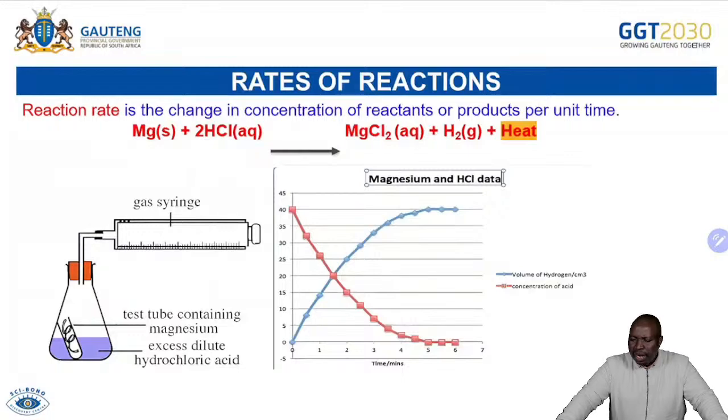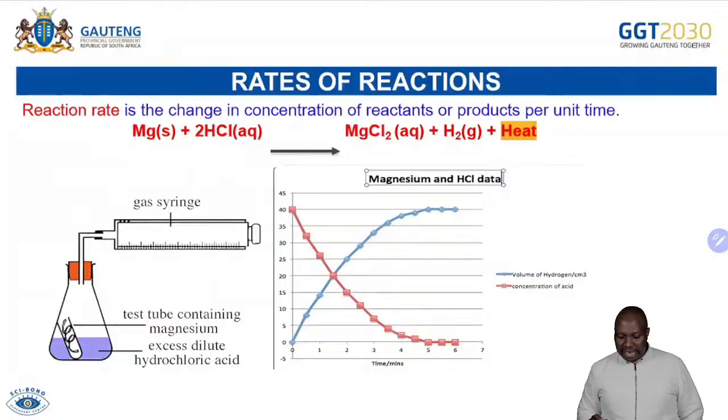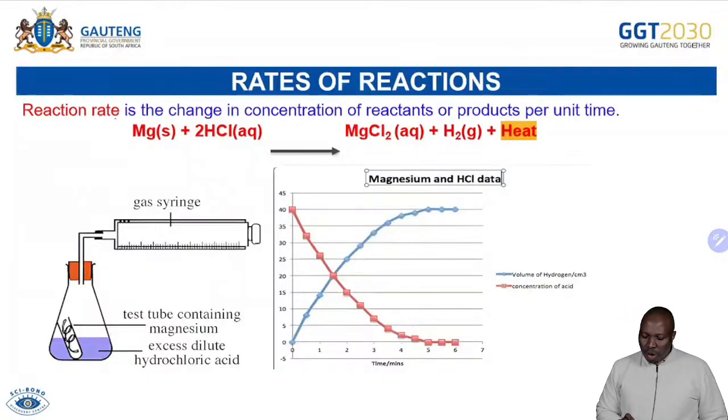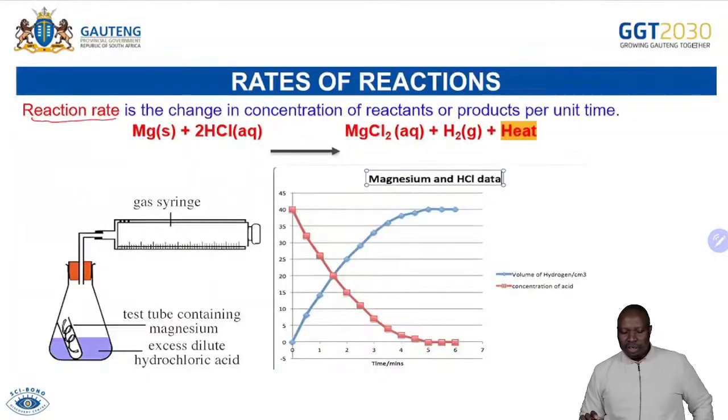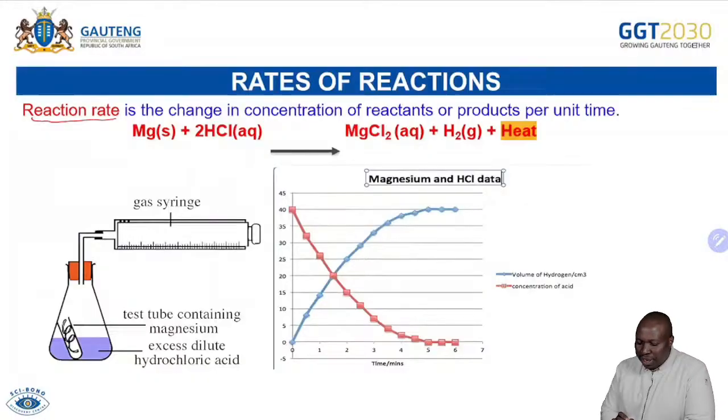Now, let's look at rates of reactions. When it comes to rates of reactions, the first thing that we always emphasize is the definition of rate of reaction. Rate of reaction is the change in concentration of reactants or products per unit time. Please always get the definition correct.